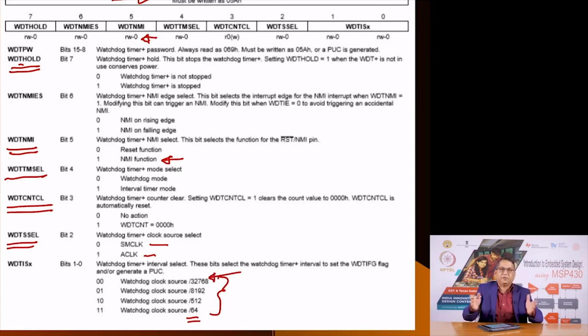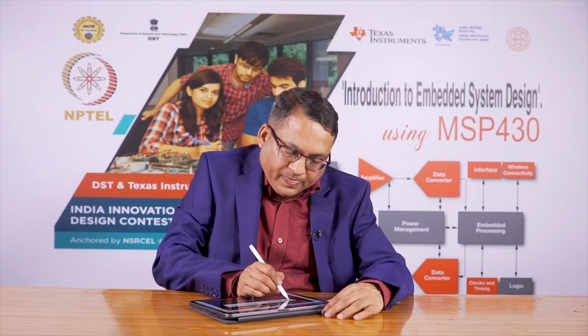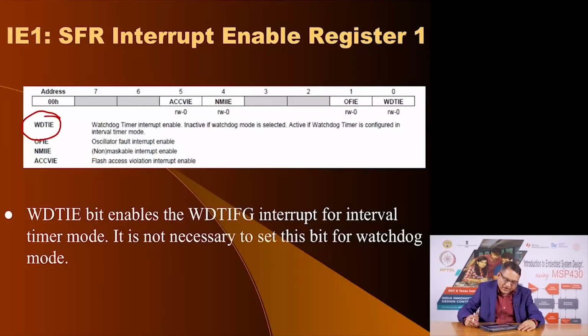This will give you the maximum amount of time before the watchdog timer kicks in. So, this interrupt enable register, we will see which bits are useful for our operation. If you set this to 1, that means you want to use this as a timer function. If this bit is inactive, it is in the watchdog mode.